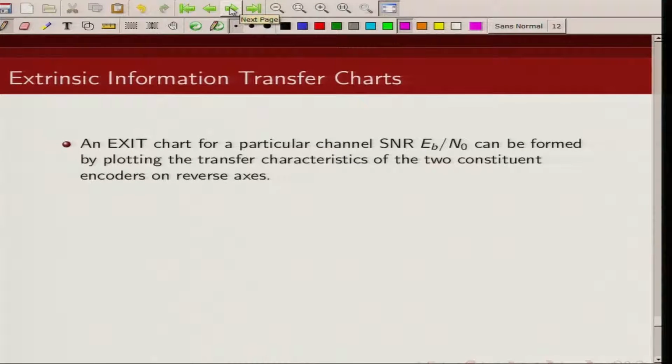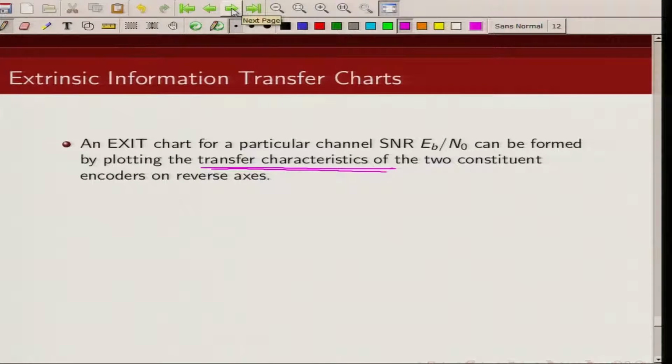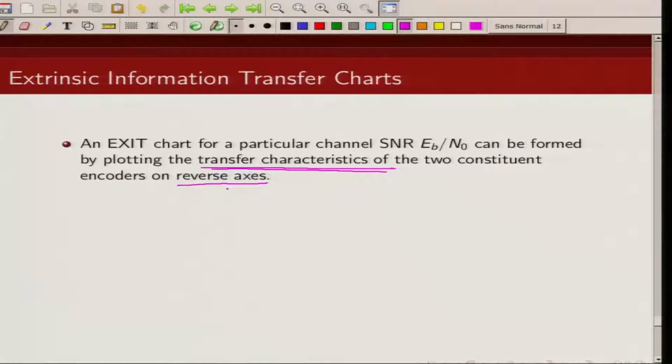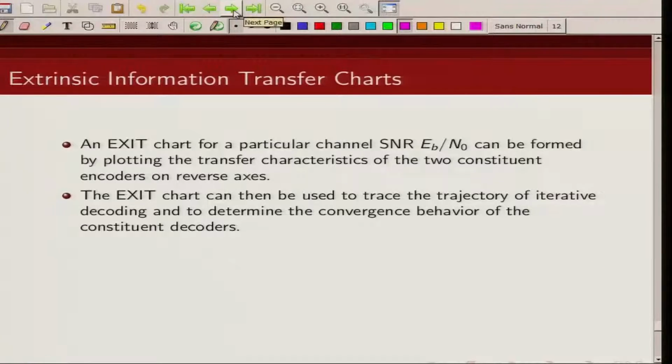So, how was the EXIT chart created? They plotted this transfer characteristics which was given by this. They plotted this transfer characteristics for two constituent decoders on reverse axes, similar to Al-Gamal's technique. The difference is Al-Gamal used mean and SNR, here they use mutual information. So, very similar idea. So, these transfer functions were plotted on reverse axes.